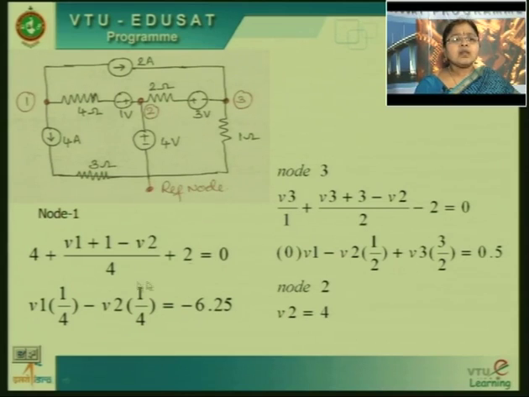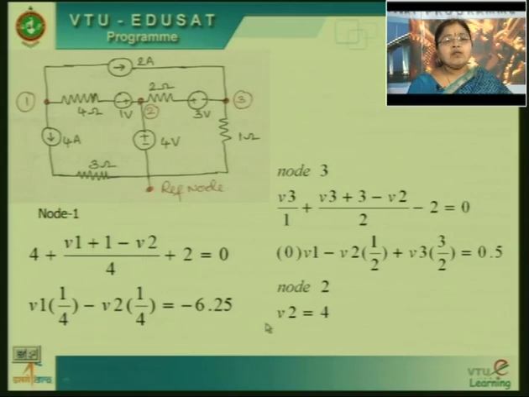Now, if you consider the first equation, it has the variables V1 and V2. V2 value is 4, so you can directly substitute 4 here and you can get the value of V1. Coming to the third equation, V3 is unknown. V2 value is 4, substitute the V2 value here, and you will get V3 also. So, all node voltages V1, V2, V3 you can calculate.